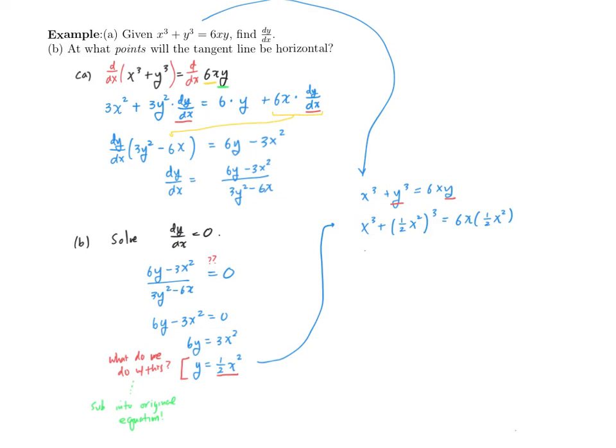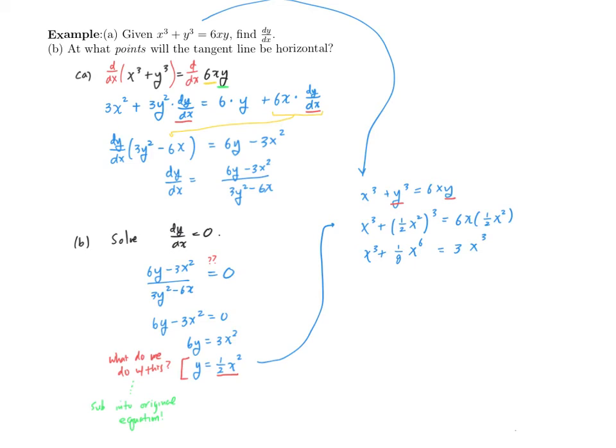Working from left to right, we have x cubed plus, and note that the cube distributes over the 1/2 and the x squared. 1/2 cubed is 1/8. x squared cubed, we multiply those exponents together, is x to the 6. And on the right, 6 times 1/2 is 3. x times x squared is x cubed.